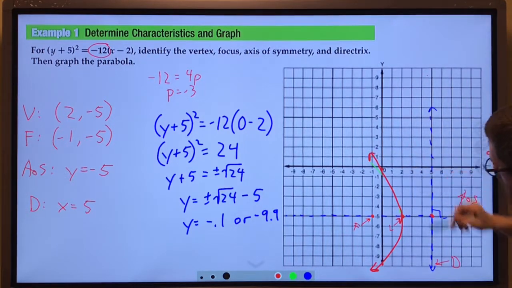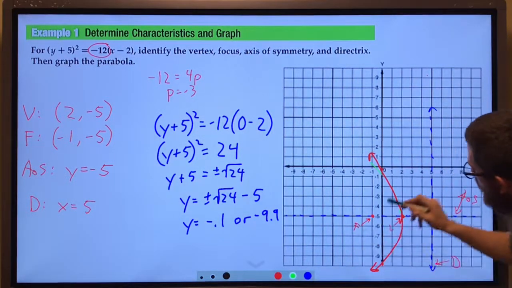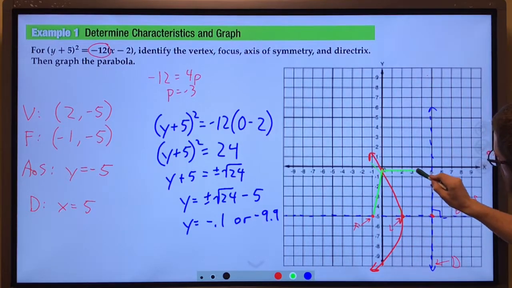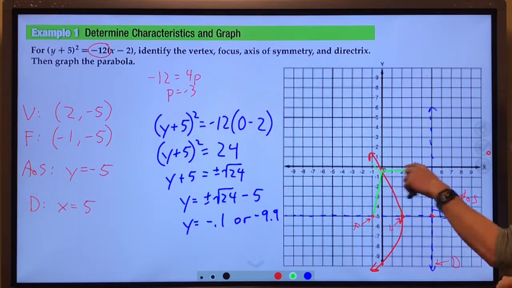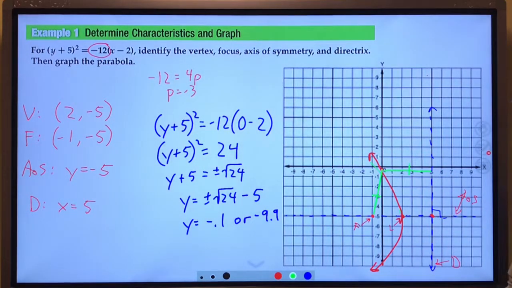Instead of what I guessed, the parabola looks something like this. It's opening up. Notice how this point right here is the same distance from our focus as it is to the directrix. Those are congruent.